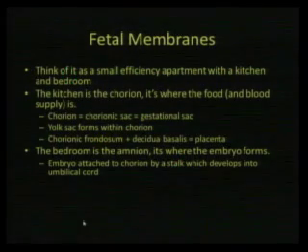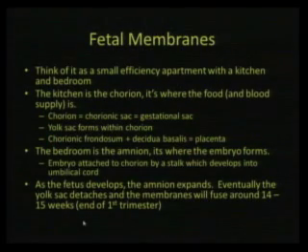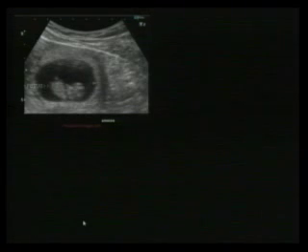The bedroom is the amnion. Basically, it's where the embryo forms. And so the embryo is attached to the chorion by a stalk, which will eventually develop into the umbilical cord. As the fetus develops, the amnion will expand. Eventually, the yolk sac detaches, and the membranes will fuse about 14 to 15 weeks, which is the end of the first trimester.